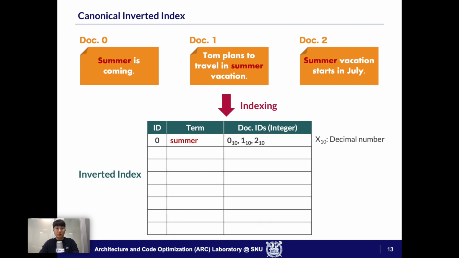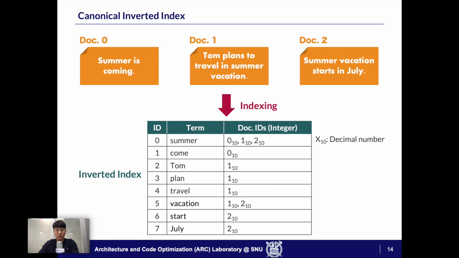To create an inverted index, for each term we need to record the document IDs containing that term. For example, for summer, which is the first term in document 0, we need to find all documents containing that term. In our example, documents 0, 1, and 2 are stored as integers in the table. To simplify the example, common words such as is, to, and in are excluded. After indexing, we get a complete inverted index. The inverted index allows you to quickly find a set of documents containing specific terms without having to scan every document, and document IDs are large and need to be compressed.